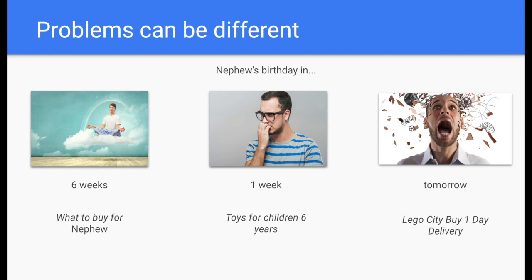And imagine how big the chance is that if I find Lego City on your site, I will buy it. It's close to 90%, even if the price is not very good, even if you don't have the best Lego City in the world, I have to solve my problem.